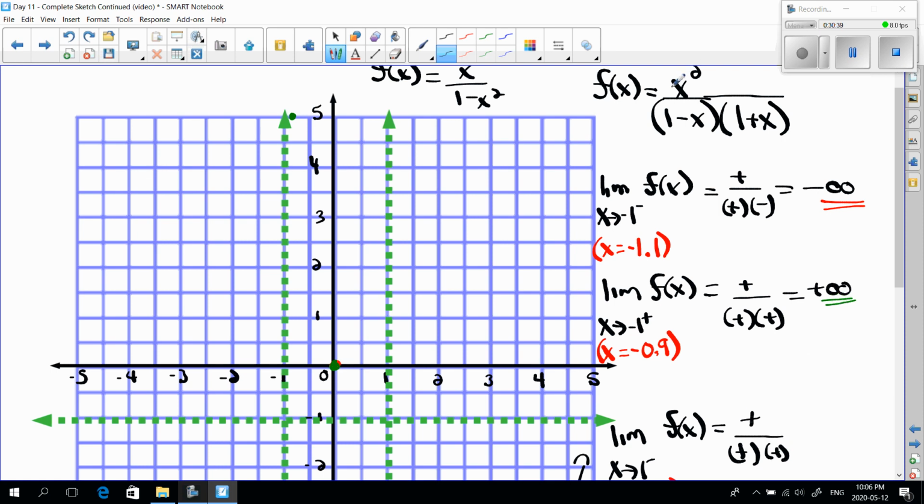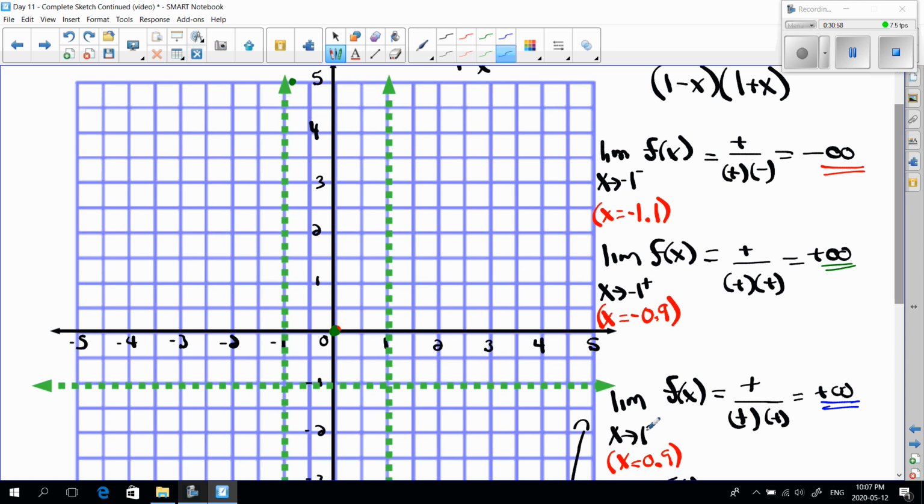So 1 minus 0.9 is 0.1. 1 plus 0.9 is 1.9. 0.9 squared is 0.81. Positive, positive, positive. All the factors are positive, means my y values are going to approach positive infinity. So again, keep in mind this is to the left of 1. Here's an x value of 1. To the left of it, I'm just on the inside of it. My y values are getting infinitely large, so I'm going to the top of my grid.